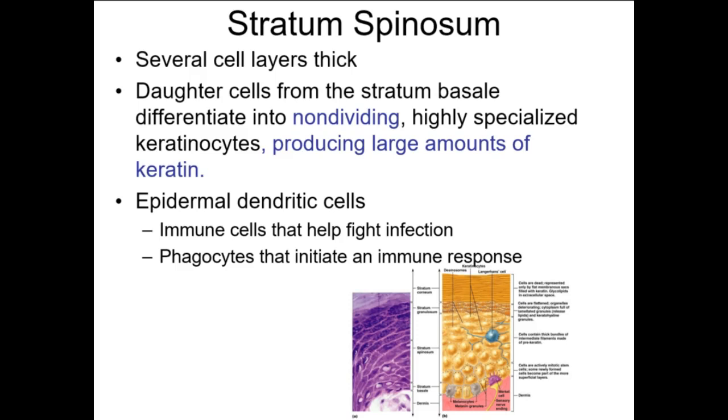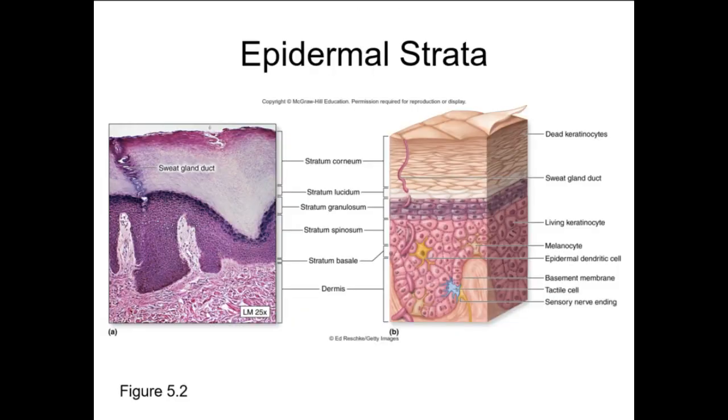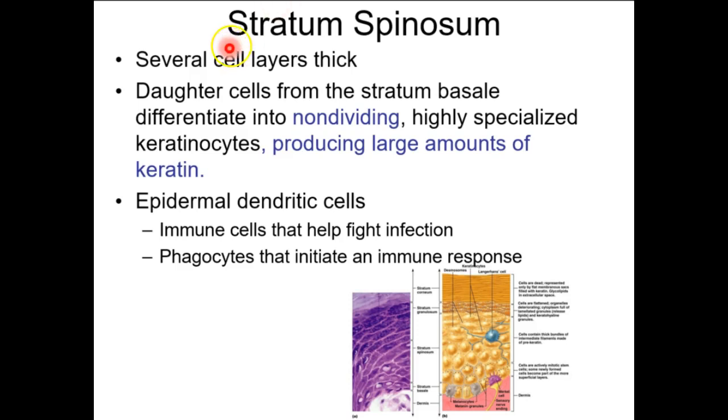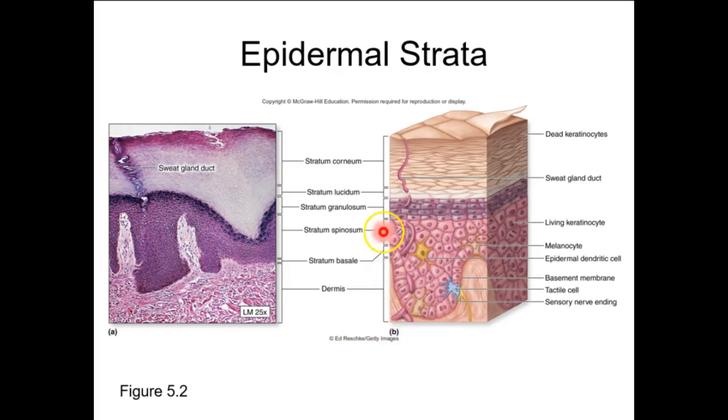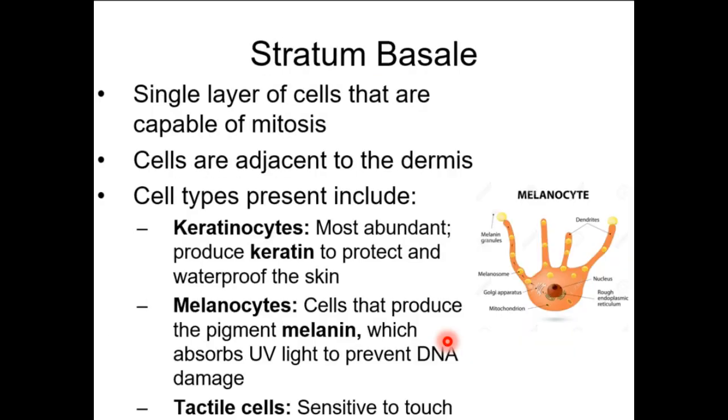For some reason we're starting at spinosum. Why do I not have basale? That's really weird. Okay, whatever. Stratum spinosum. Once we get away from that first layer, the stratum basale, these cells are no longer dividing. Yes? Oh, there it is. Why didn't I see that? Okay. Stratum basale.